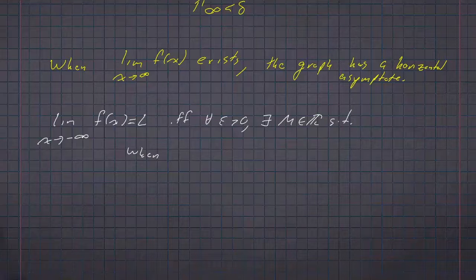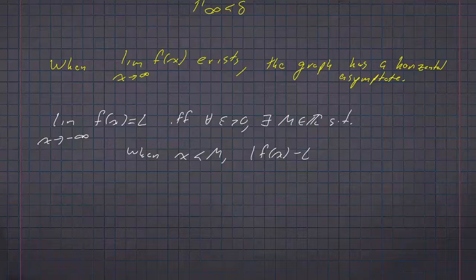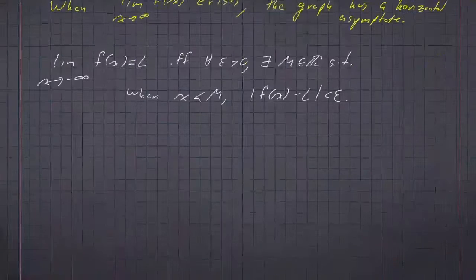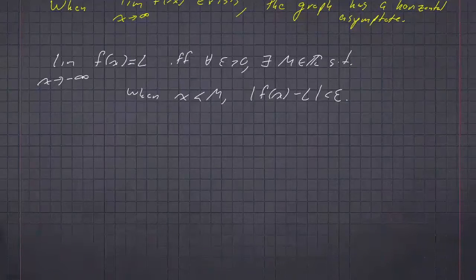Except instead of having x greater than m, we're now going to have x less than m. And limits as x goes to negative infinity produce horizontal asymptotes the same way limits as x goes to positive infinity do.